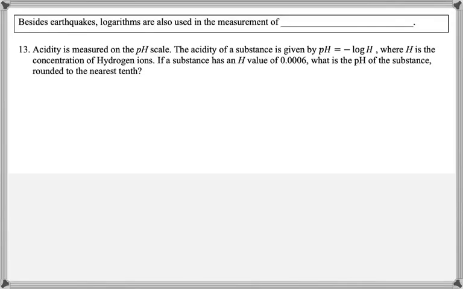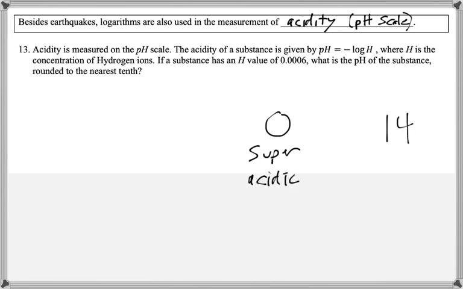Besides earthquakes, logarithms are also used in the measurement of acidity, which is the pH scale. So on the pH scale, 0 is the lowest value, and that would be super acidic. And 14 is the highest value, and that would be super basic.